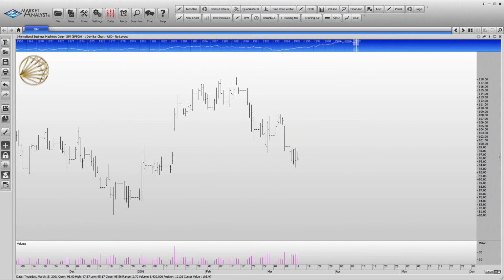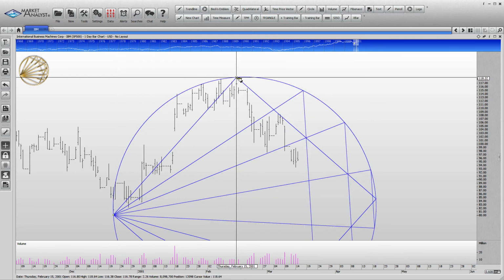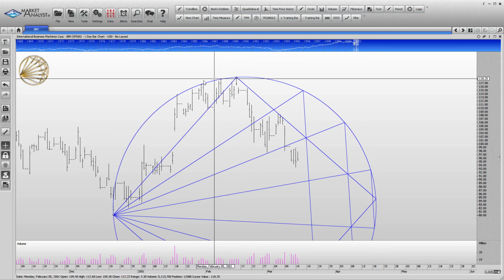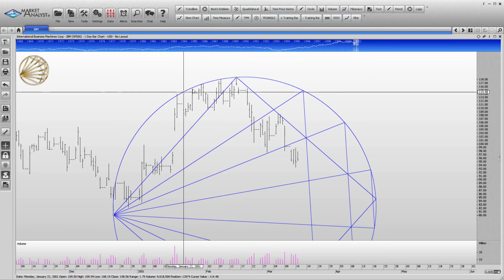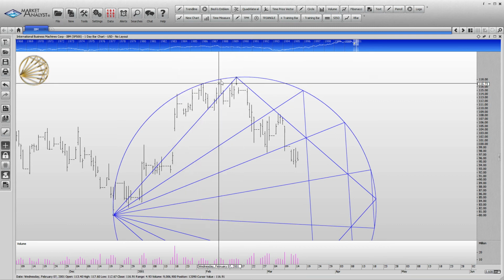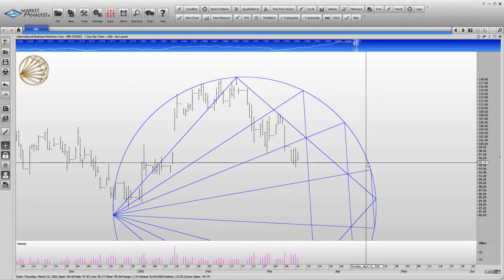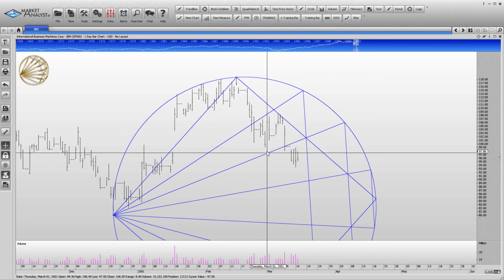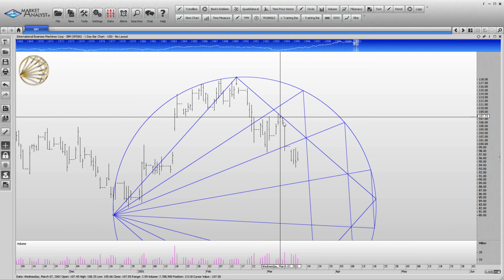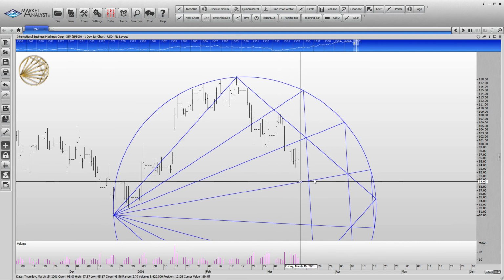All right, let's change it up here. I'm going to show you a bullish 38 on IBM. So first off, let's apply the emblem. Notice how the market respects this arc here. That's kind of cool, how it bounces off this angle here. And we're looking for it to find support here.